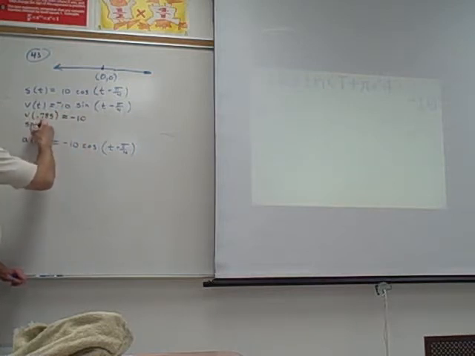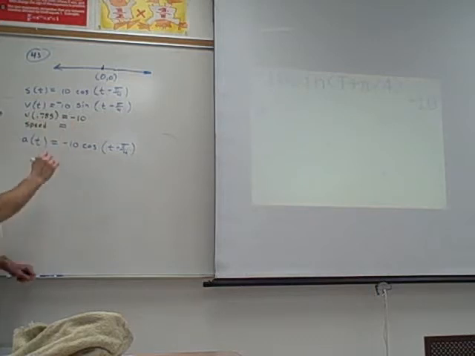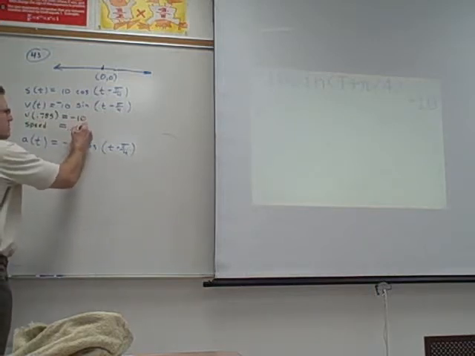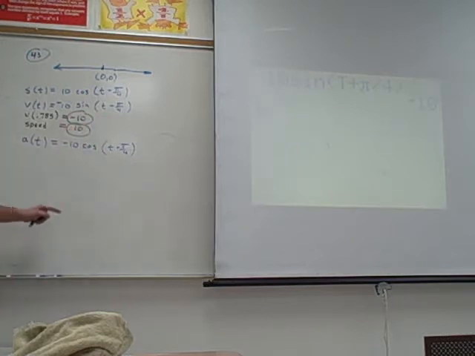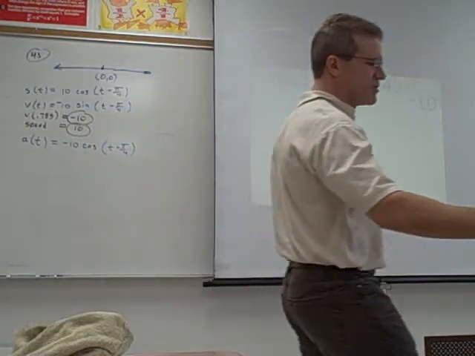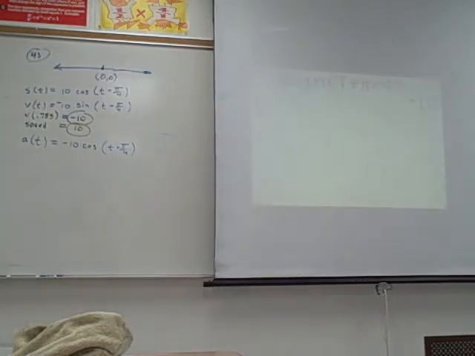How about the speed? How do you find speed if you know velocity? It's just the absolute value. So the absolute value of negative 10 would just be 10. So there's your velocity, there's your speed. For the acceleration, let's just type it in here. We can do it on a graph if we want, but I think it's almost easier just to type it in your calculator. So for acceleration, I'm going to type in negative 10 cosine alpha t plus pi fourths.